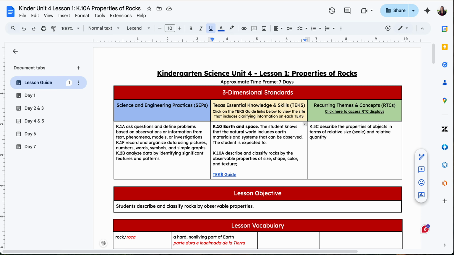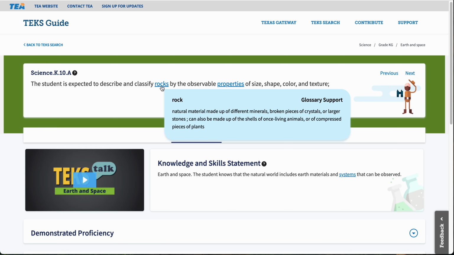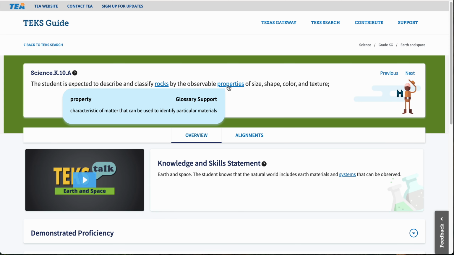So the first thing that we do is check in on our TEKS guide for any additional information about our standard. So here we have the standard again, describe and classify rocks by the observable properties of size, shape, color, and texture. And we get a quick teacher-facing definition of a rock, and a teacher-facing definition of property.